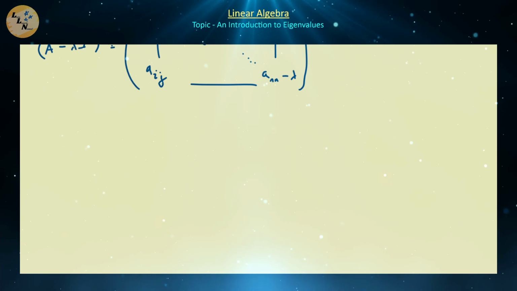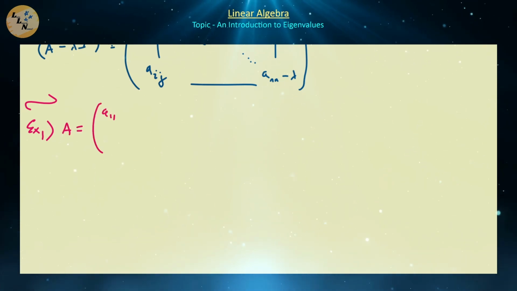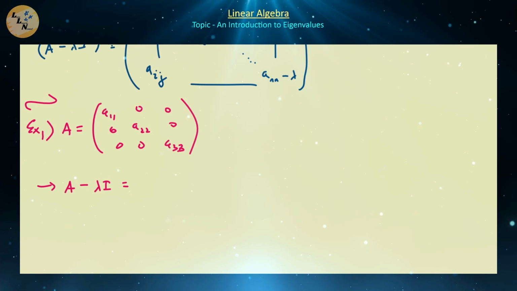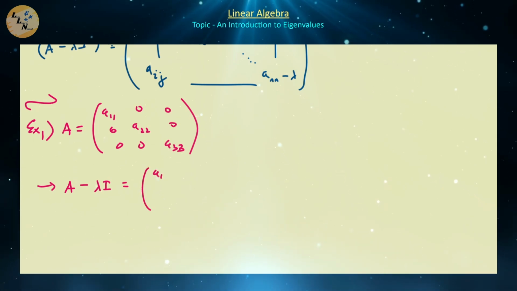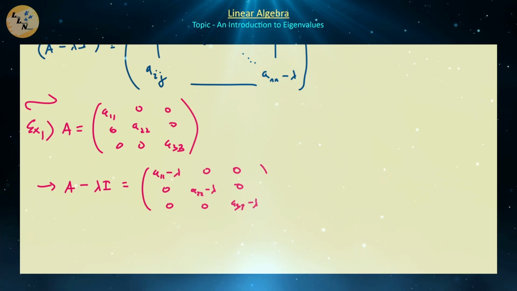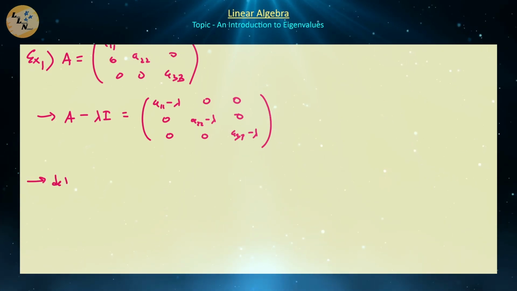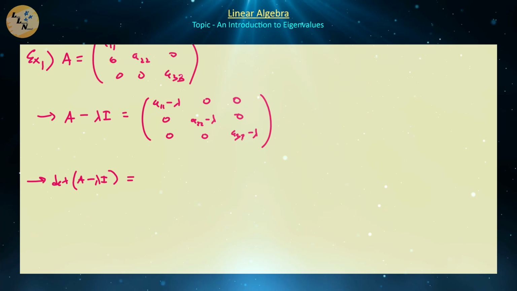Let's look at a couple of examples on how to construct the characteristic polynomial for a variety of types of matrices. Let's look at the very special matrix with a11, a22, a33 on the diagonal and zeros elsewhere, so a nice diagonal matrix. And let's look at the matrix A minus lambda I. A minus lambda I is going to be equal to a11 minus lambda, 0, 0, then a22 minus lambda, 0, then a33 minus lambda, with zeros elsewhere. If I want to take the determinant of this matrix, we've already proven that the determinant of a diagonal matrix is just the product of the diagonal entries.